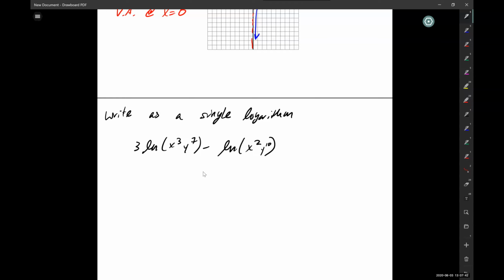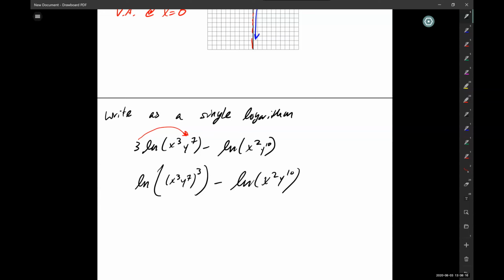So we have two things going on here: a subtraction symbol, and a coefficient of 3. I'm going to deal with that 3 first. Remember, we can bring that in as a power. That's the natural log of the entire thing, x cubed, y to the 7th, raised to the third power. And then we still have the second log, ln of x squared, y to the 10th.